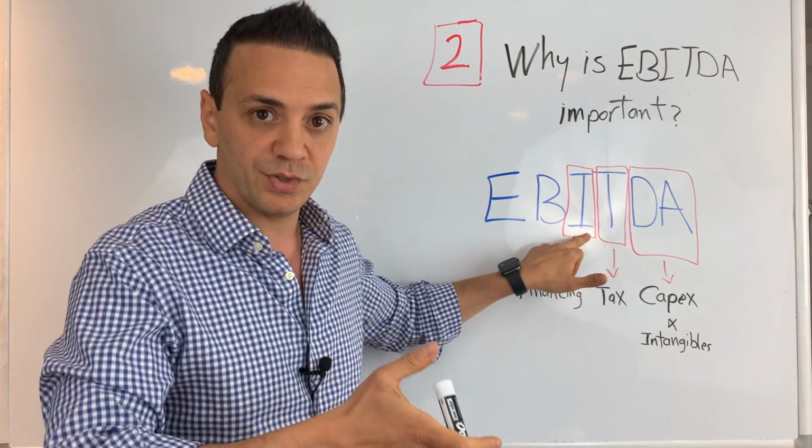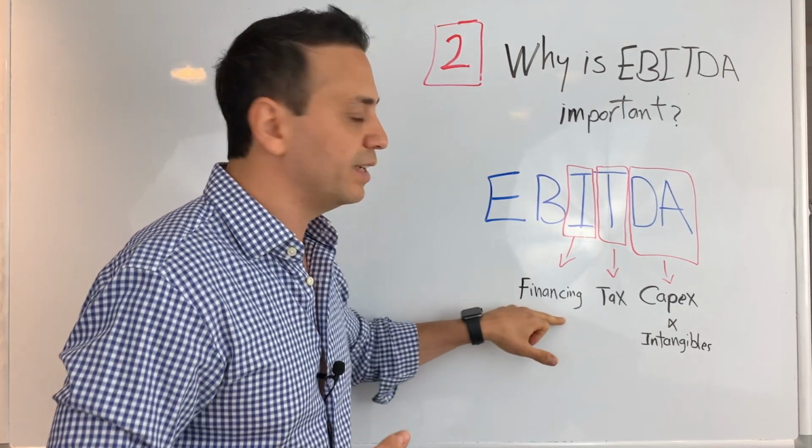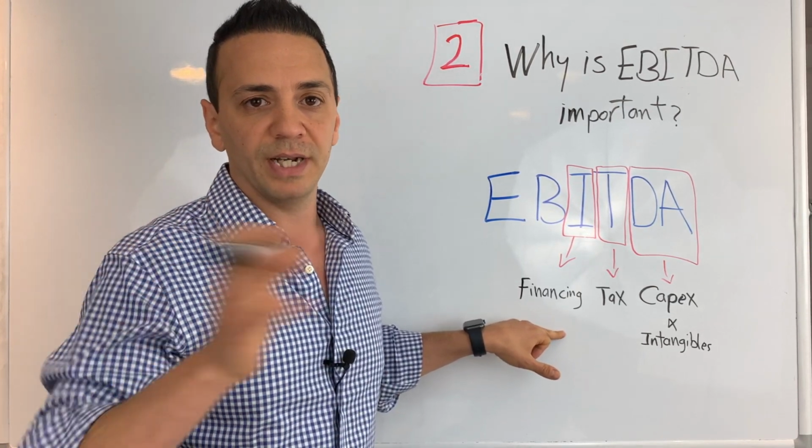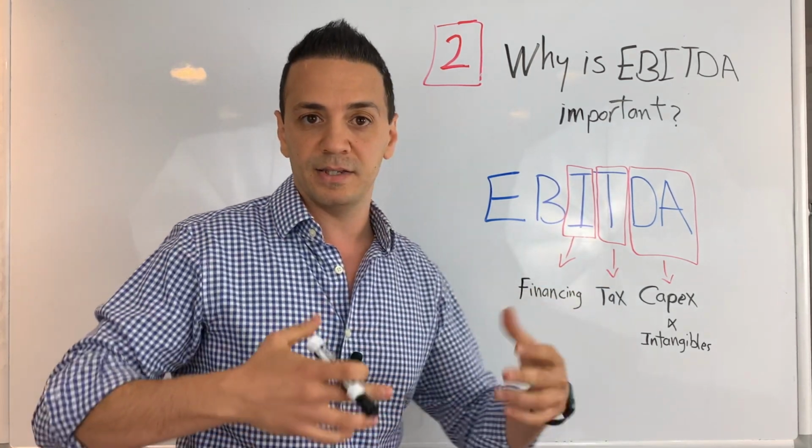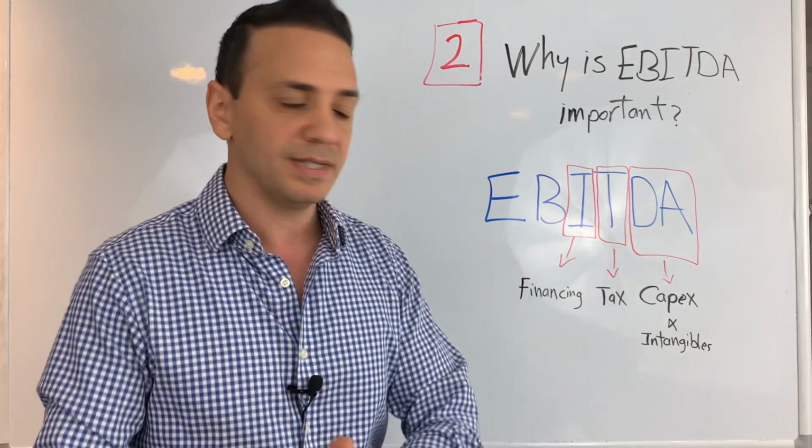You have a loan, you have interest on the loan, so that's financing. So that's removing the financing aspect from the net income. And then tax, so the T stands for tax, removing the tax since tax is not an operating part of the business as well, right?